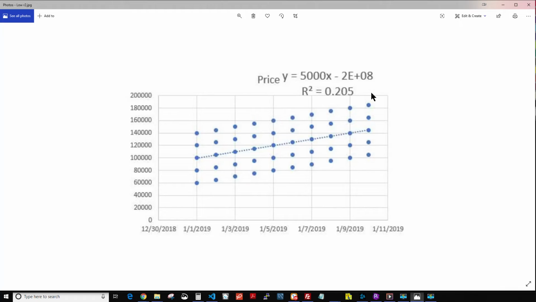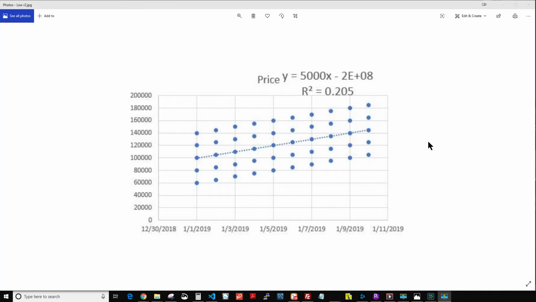So all that to say, be very careful when looking at R-squared. The better thing to do, rather than just relying on R-squared, is to actually look at the data, and you'll be able to see for yourself. I can tell by looking at this that things are steadily increasing every single day at exactly, in this case, $5,000 a day.